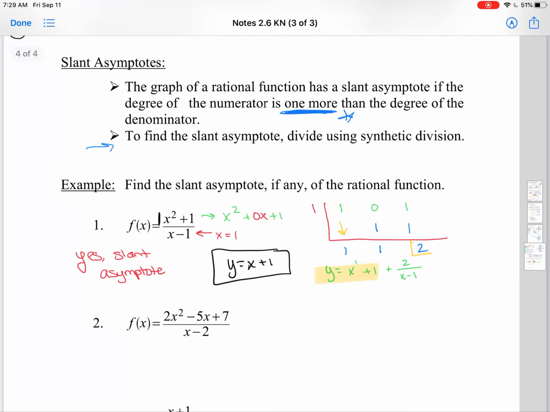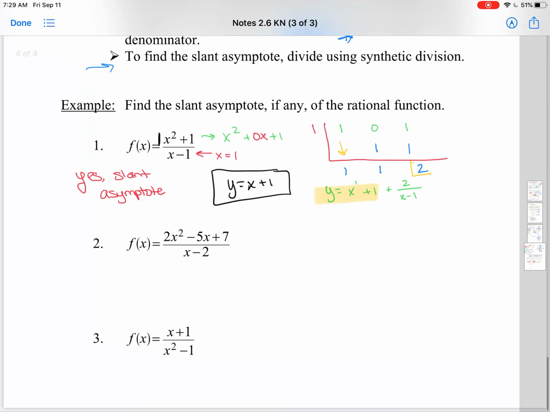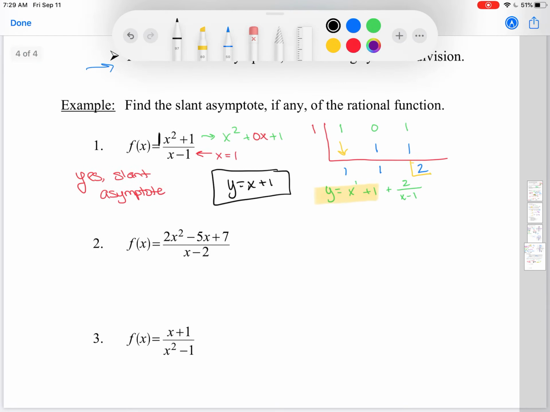So my slant asymptote is only going to be y equals x plus 1. Okay, that one was kind of fast. Let's try number 2, see how we're doing.